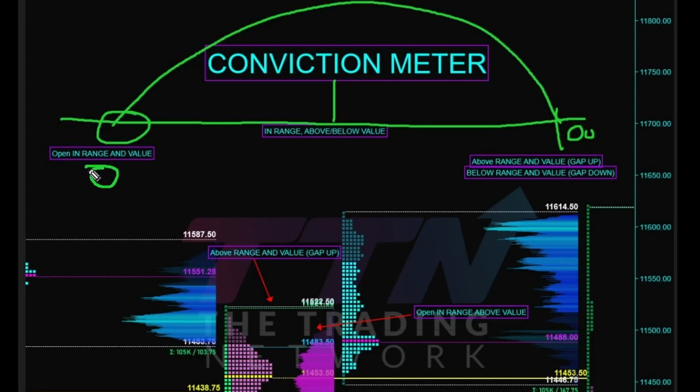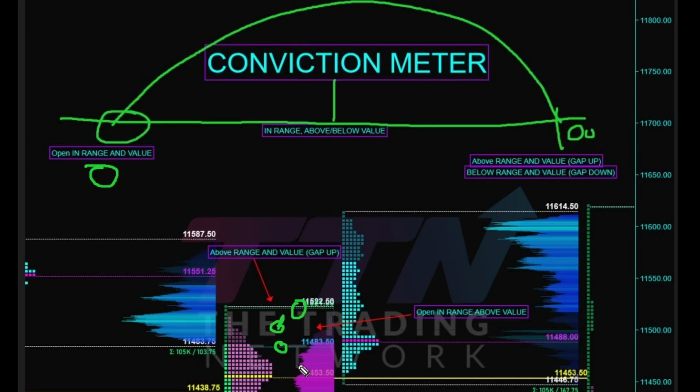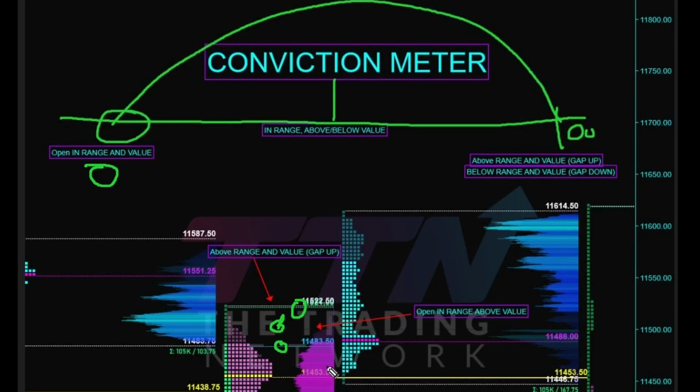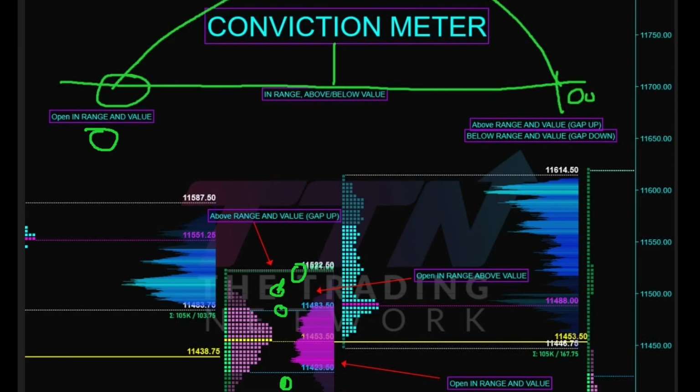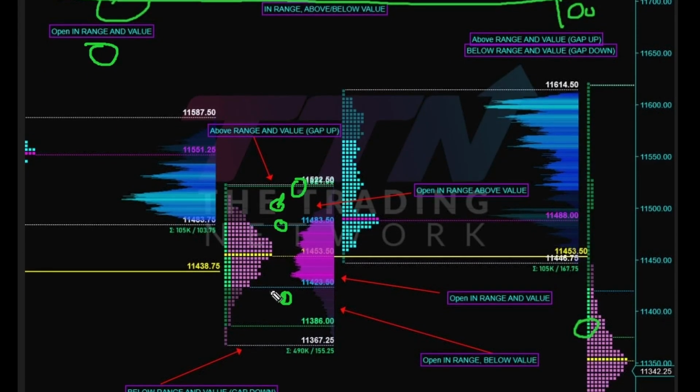So opening in range and value, basically zero conviction. Opening in range with above or below value, which would be here or here, once again, that is, call it 50% conviction. But we have a range regardless. If we open above value but within range, look for these areas to act as support and resistance, and you'll get trade opportunity if one of them breaks to either side.